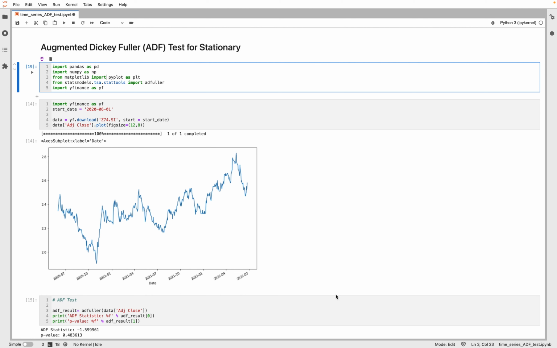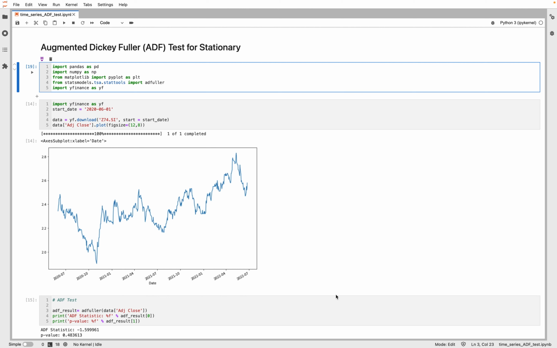So if the p-value is larger than 0.01, we do not reject the null hypothesis. Then the time series is non-stationary. On the other hand, if the p-value is smaller than 0.01, we reject the null hypothesis. Then we infer the time series is stationary.